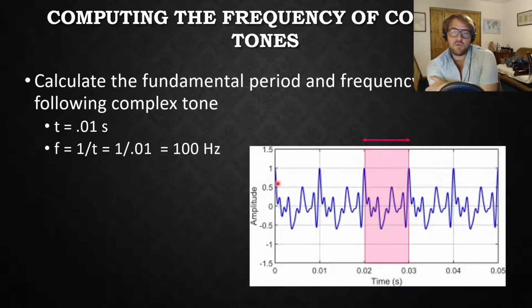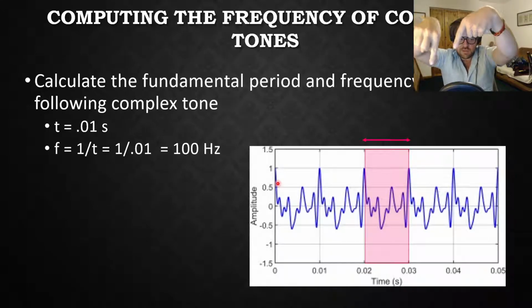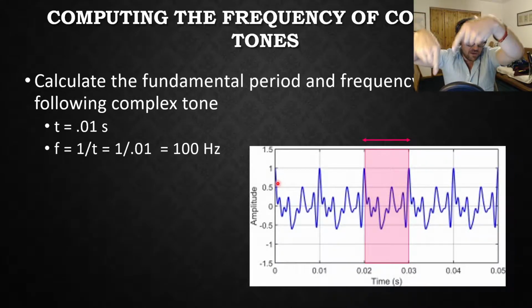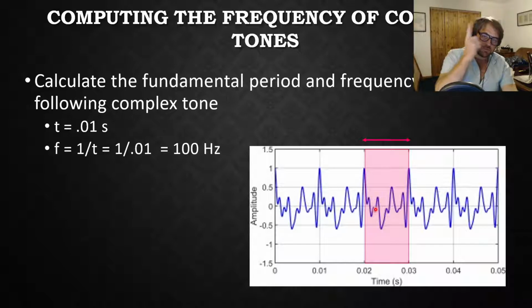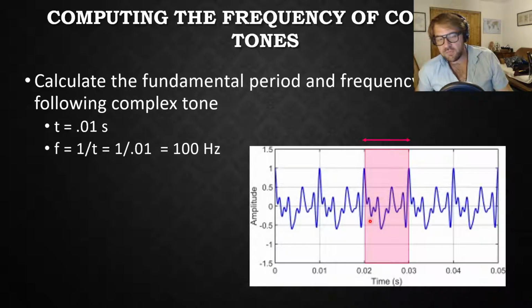Okay, so we're going to calculate the fundamental period and frequency of this complex tone right here. The first thing you want to do is look at the tone and figure out where it repeats again. And it's right here, it's this amount, and it's also this one that I've got highlighted for you here. So between 0.02 and 0.03, that's one cycle, just one. So 0.02 to 0.03 is a period of 0.01.